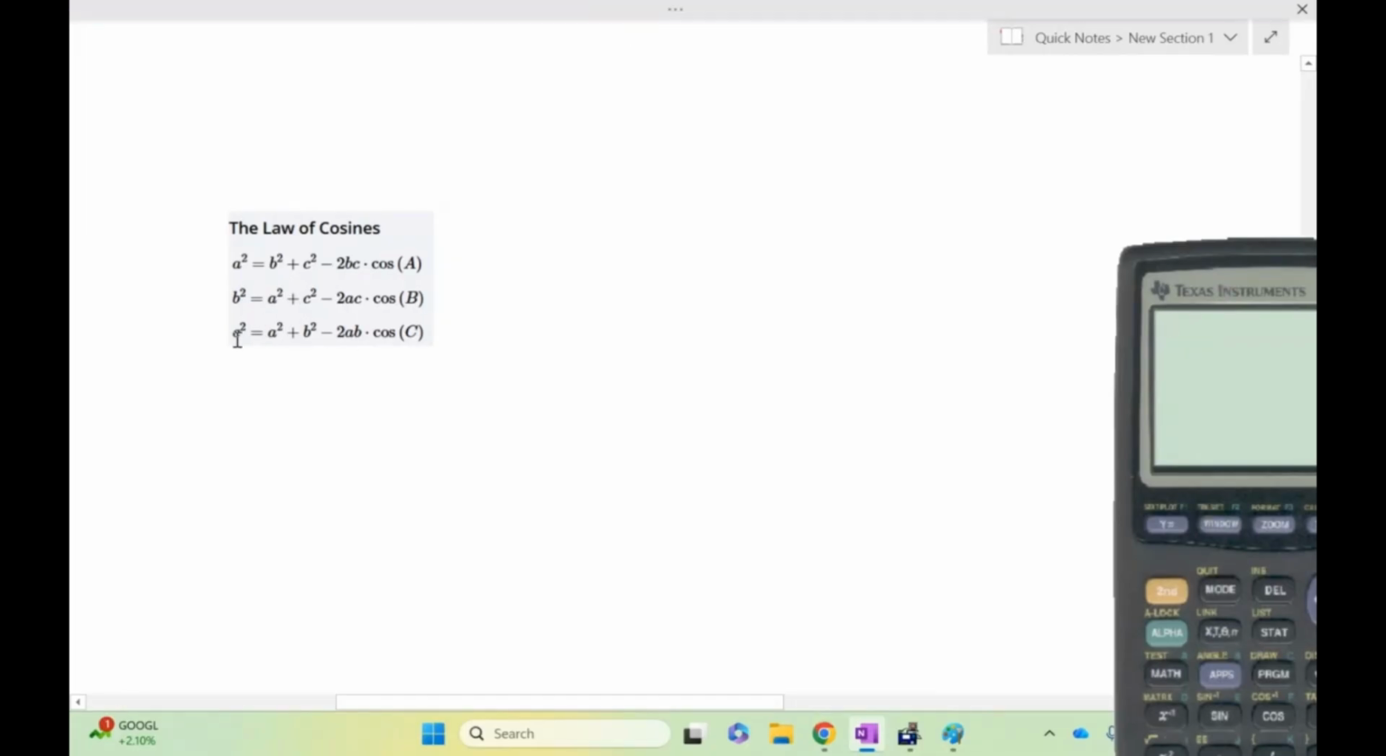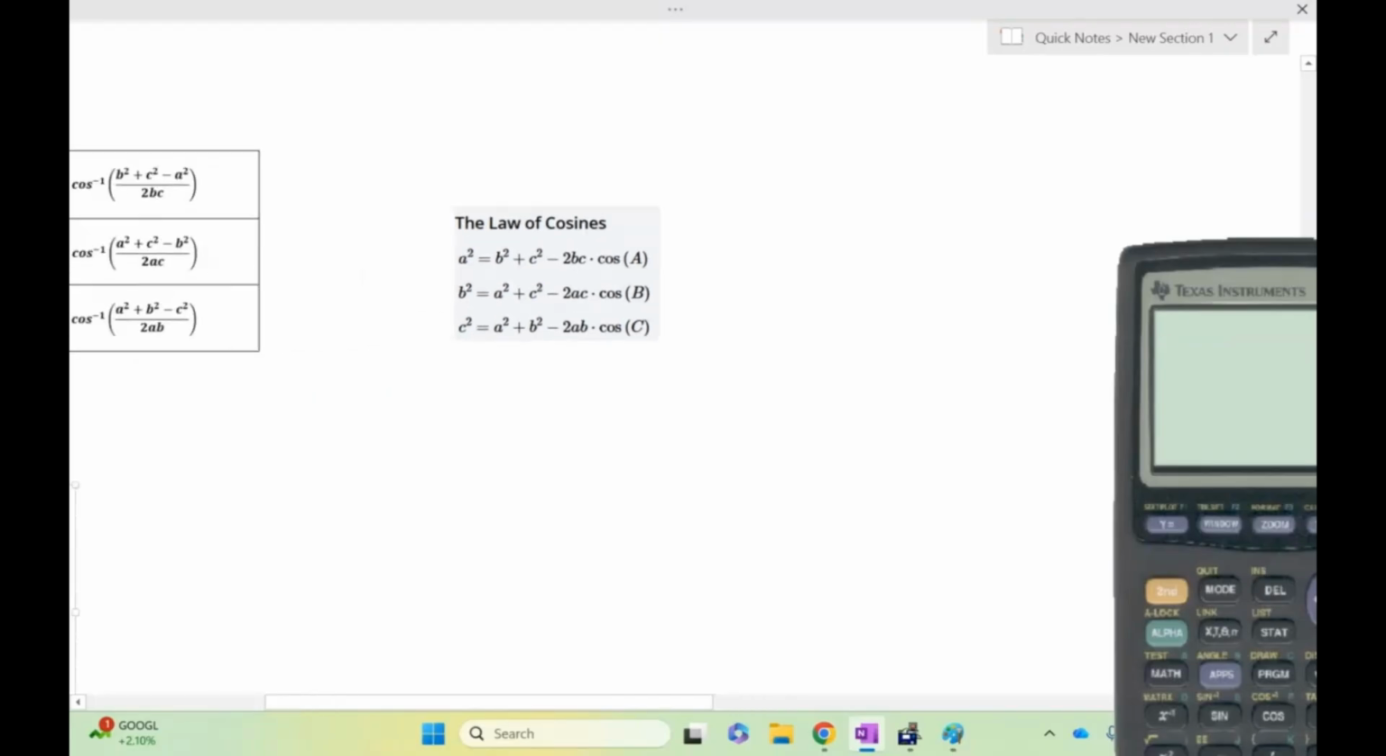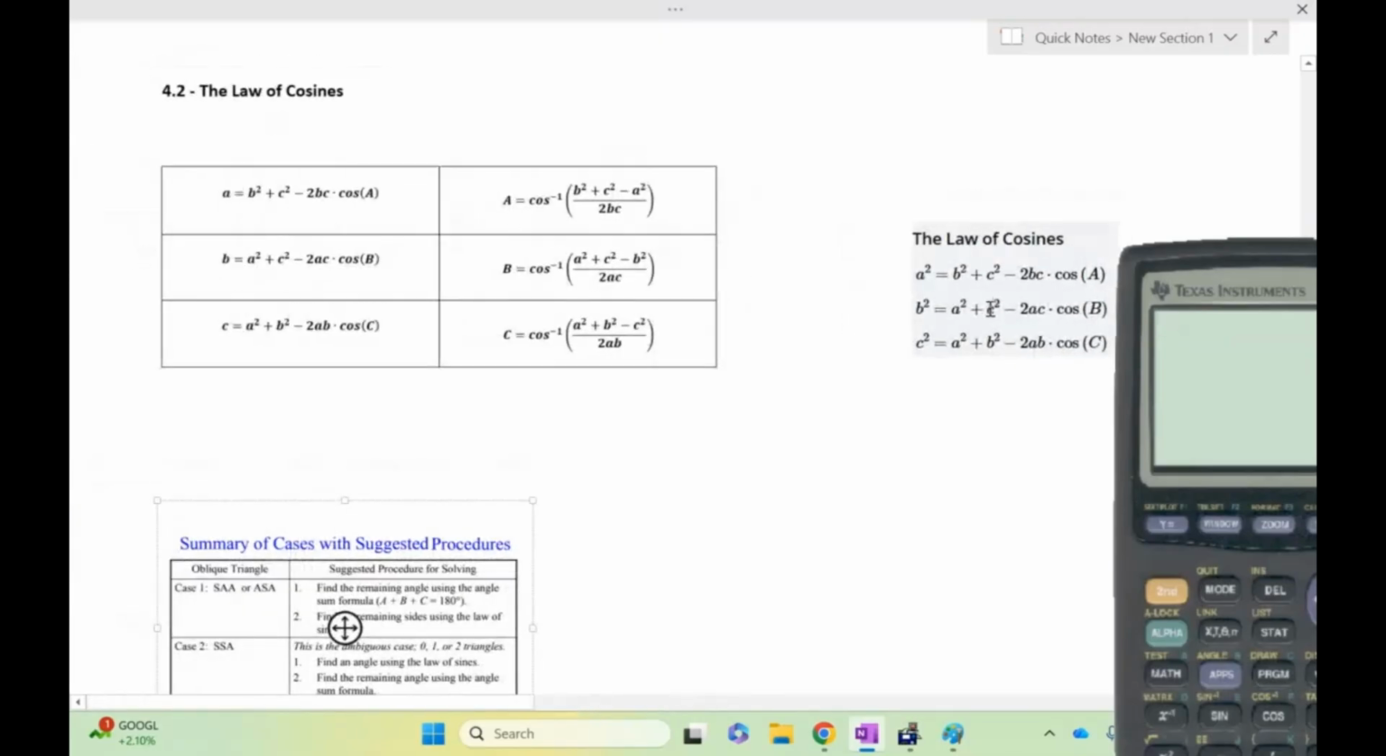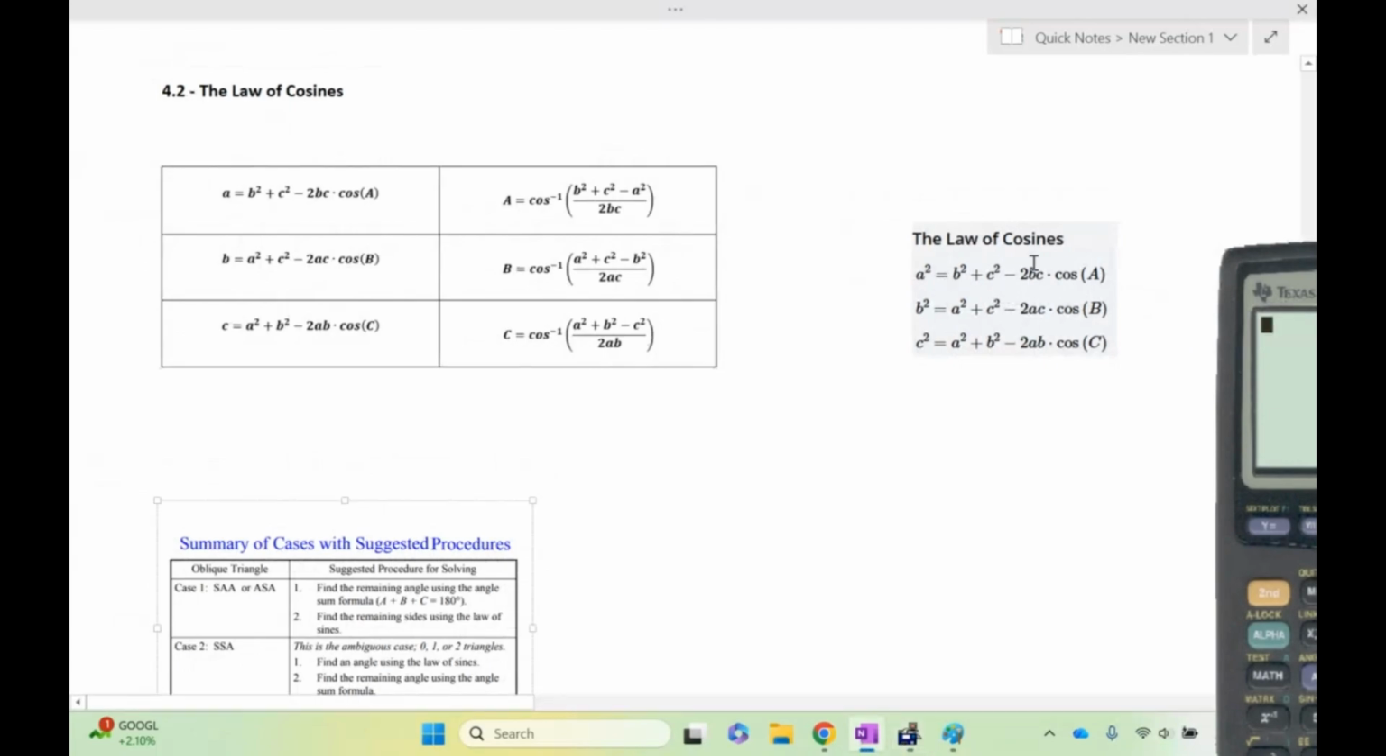However, when you're solving triangles, you never really solve for a squared, b squared, c squared. You want to know a, b, and c. So in order to find a, b, and c, you simply take the square root of both sides. So like for this first equation, a squared is equal to b squared plus c squared minus 2bc times cosine A. If you take the square root of both sides, notice that the square root and the square cancel.